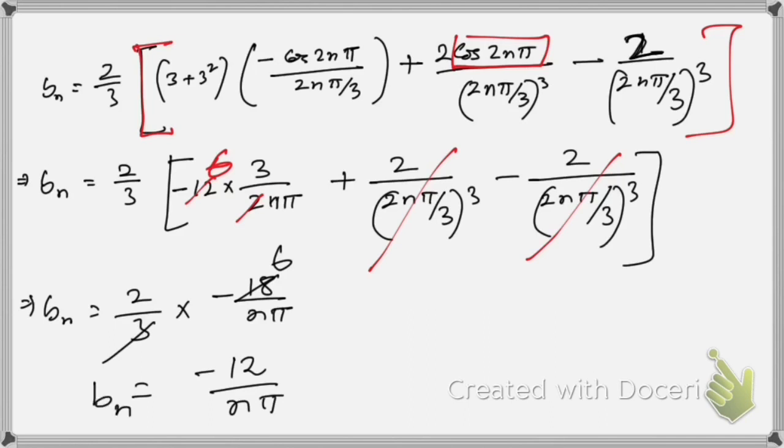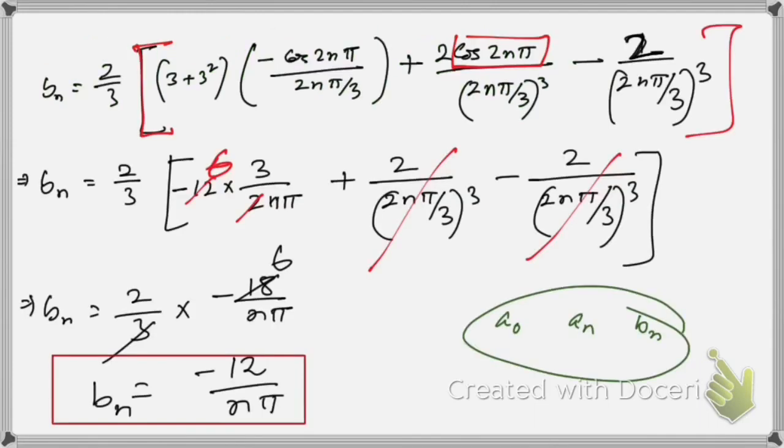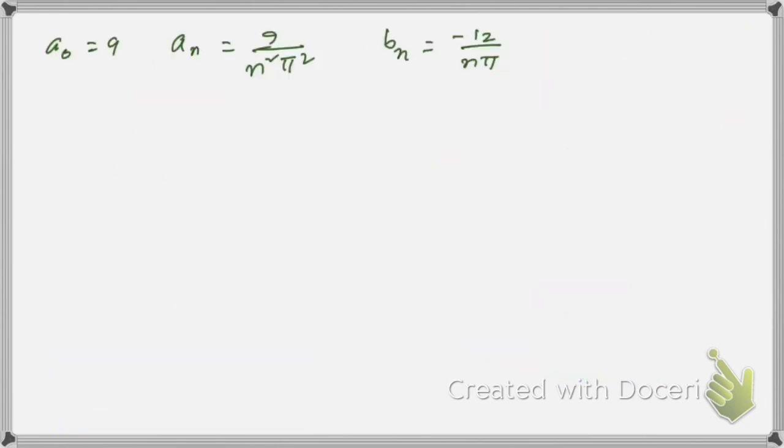So this is the value of bn, right? This is minus 12 by n pi. So we already have got the value of a naught, an, and bn. So let us use these values in equation number 2. Okay, so let me go to the new slide. So value of a naught, we have got 9. Value of an, we have got 9 by n square pi square, and value of bn, we have got minus 12 by n pi. Let me check once again. So this is the value of bn, minus 12 by n pi. Yes, that is correct.